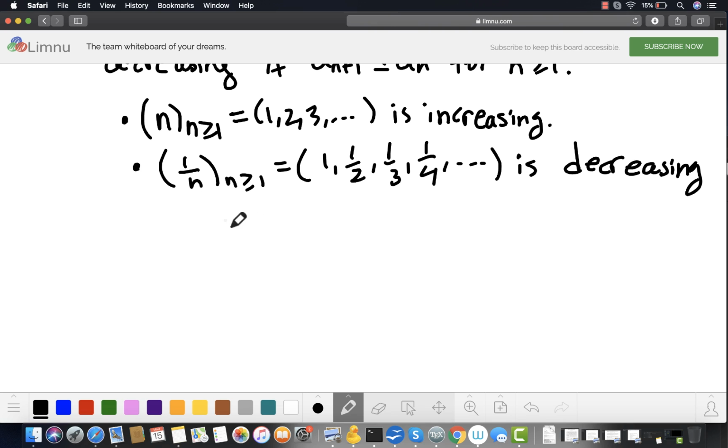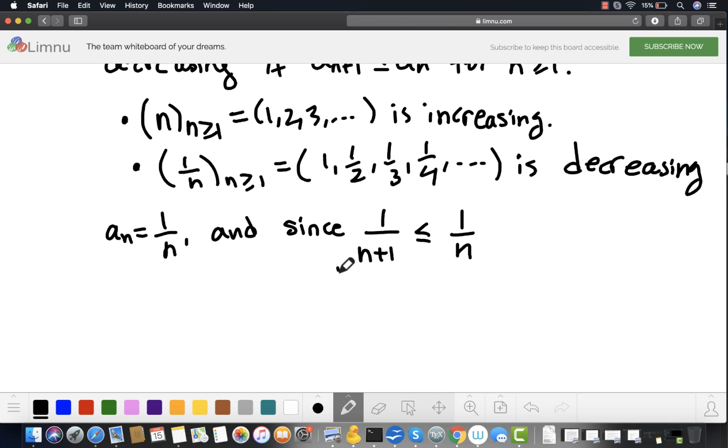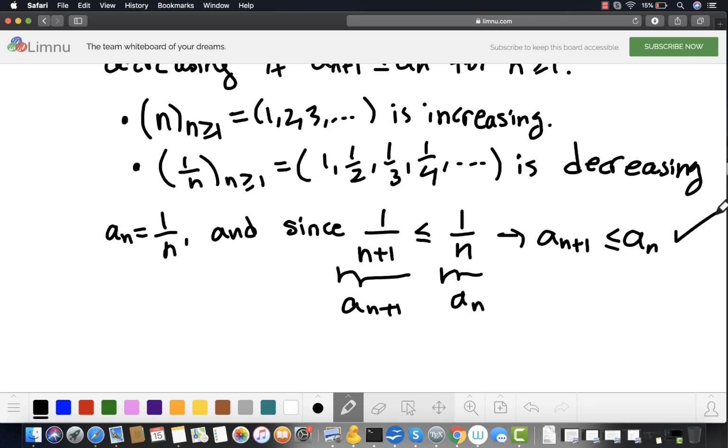The formal verification for the claim that I just made would be the following: a sub n in this example is 1 over n, and since making a denominator bigger makes the number smaller, we know that 1 over n plus 1 is less than or equal to 1 over n. By definition this is a sub n plus 1, and this is a sub n, so the n plus 1th term is less than or equal to the nth term, and that's the definition of monotonically decreasing.